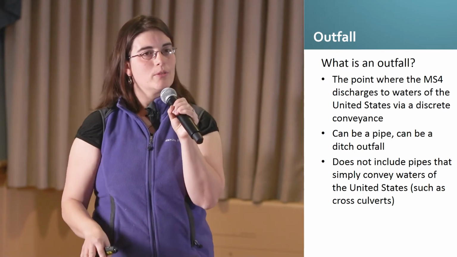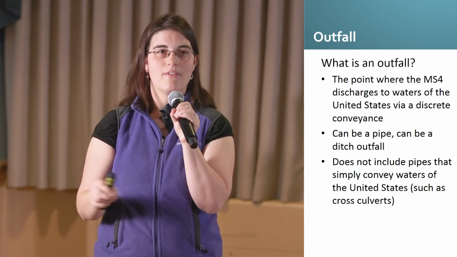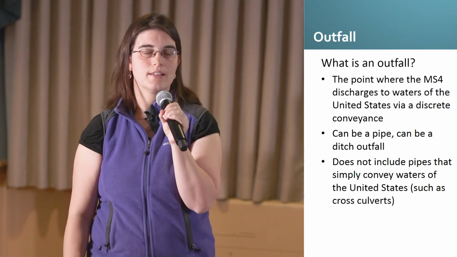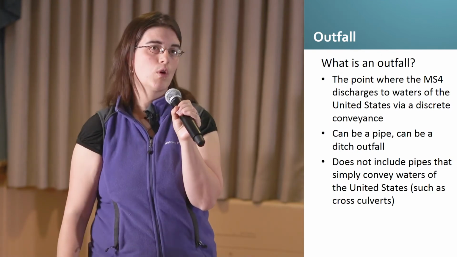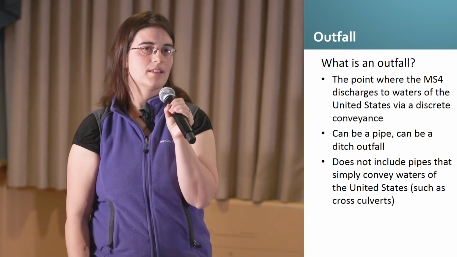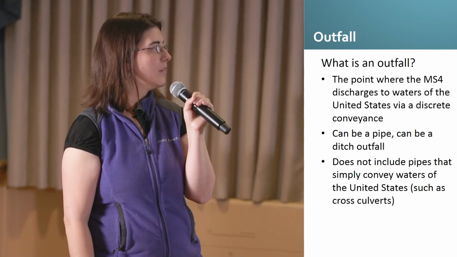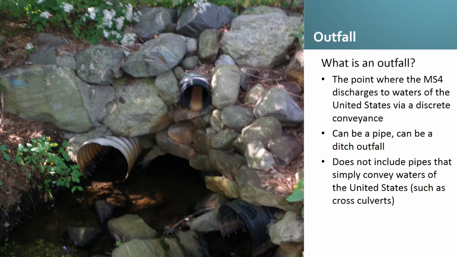But it does not include pipes that simply convey waters of the United States. If you have a stream that's culverted under your road, that section is not considered an outfall. It can get messy figuring out what is an outfall. Like this picture, there are, I think, 4 pipes. It's hard to see because it's not the best quality photo, but it looks like 4 pipes that are discharging into that little area.